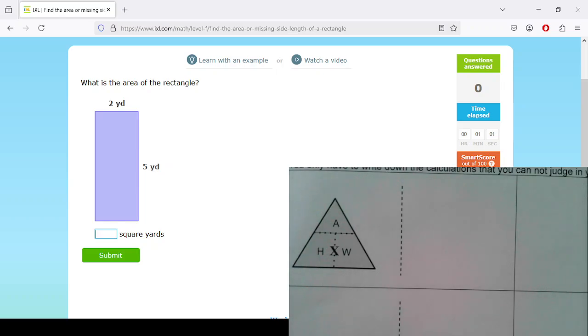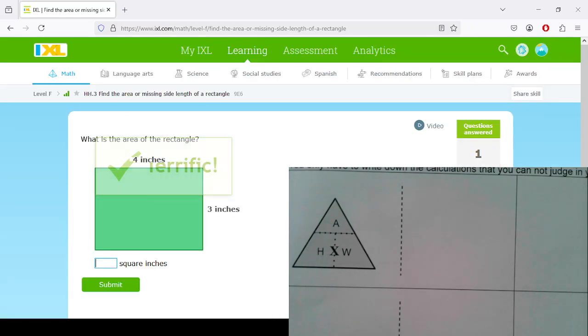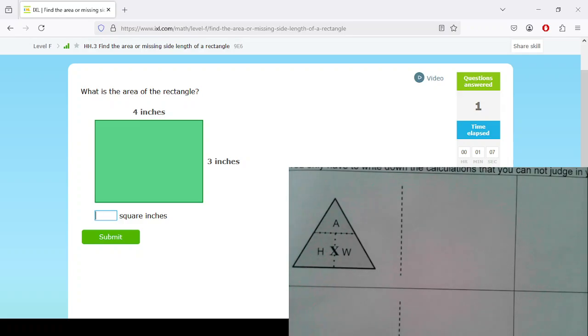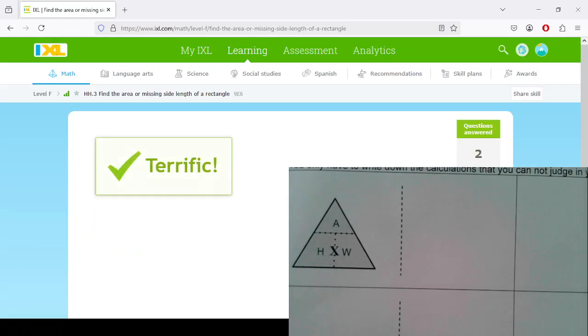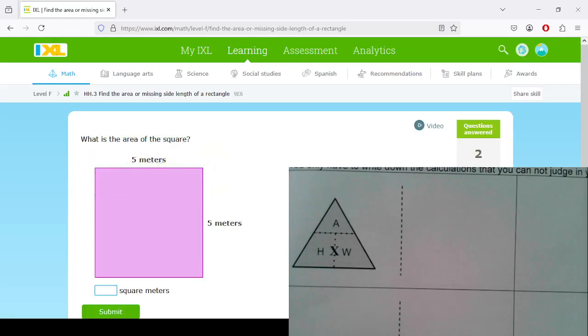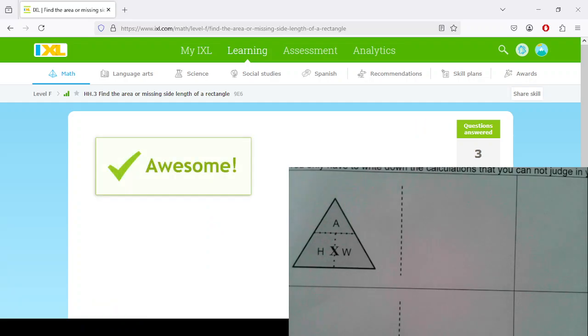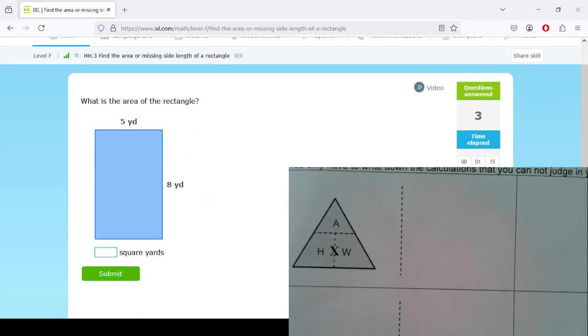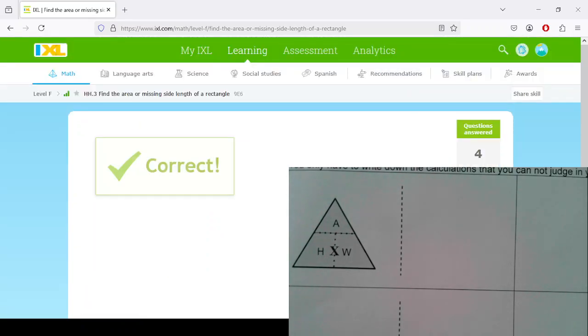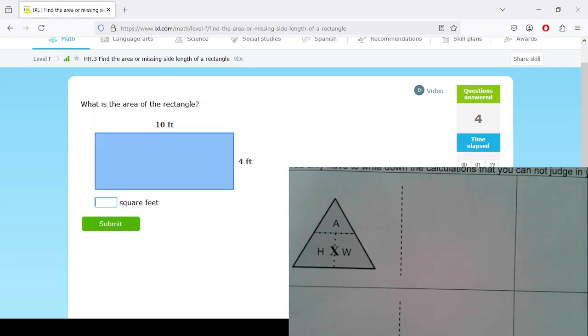What is the area of this rectangle? 2 yards times 5 yards, that's 10 square yards. 4 inches times 3 inches, that's 12 square inches. 5 meters times 5 meters, that's 25 square meters. 5 yards times 8 yards, that's 40 square yards. 10 feet times 4 feet, that's 40 square feet.